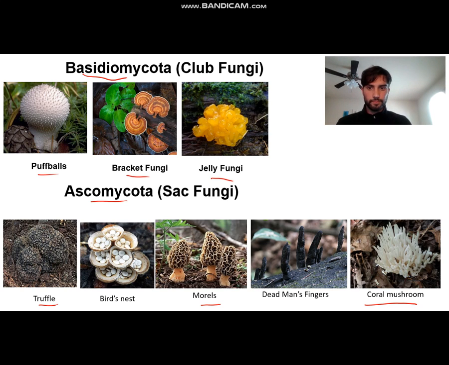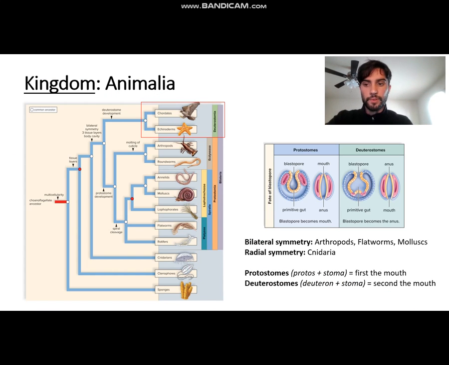Okay. So let's get into animals. We are still in opisthokonts, right? We have a choanoflagellate ancestor, and we have a sponge here, most basal to all of the other animals, and closest to this choanoflagellate.